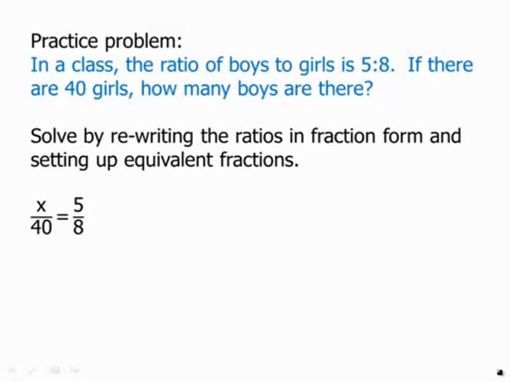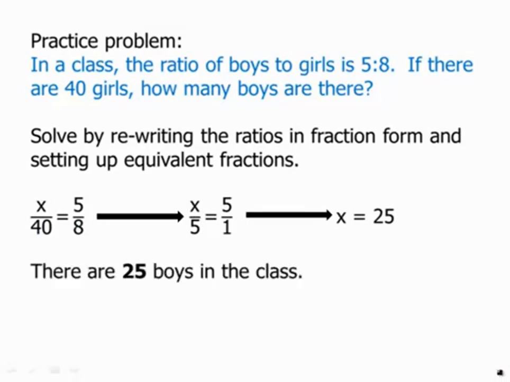Make sure that both fractions, the numerators and denominators, represent the same things. Well, in this particular proportion, I notice there's a multiple of 8 in both the denominators. So I can cancel that multiple of 8 with what we've called horizontal cancellation. Once I've done that, then I'm free to cross multiply. I get 8x equals 25, which tells me there are 25 boys in the class.